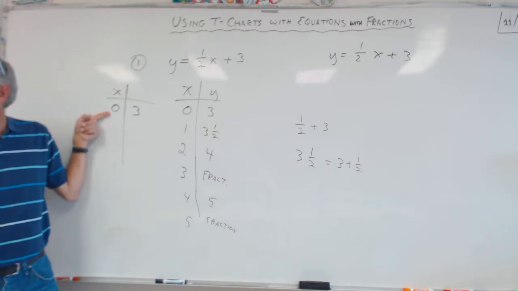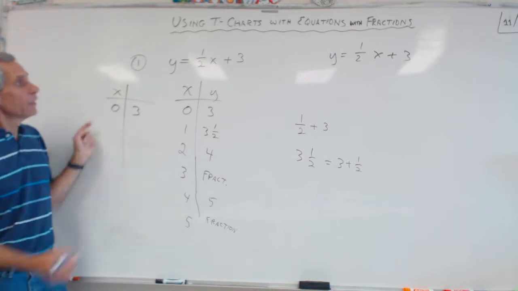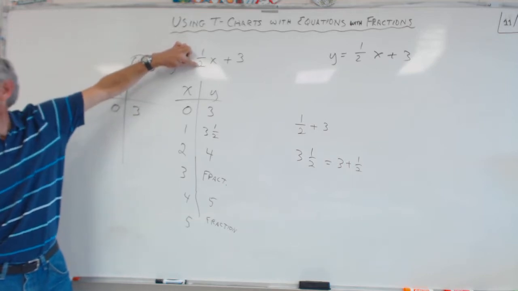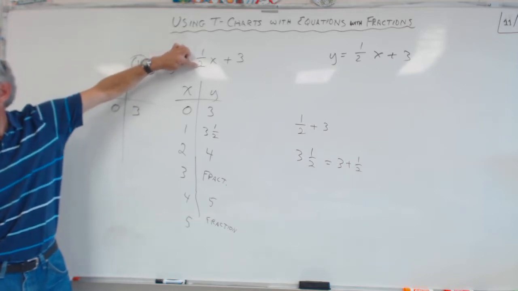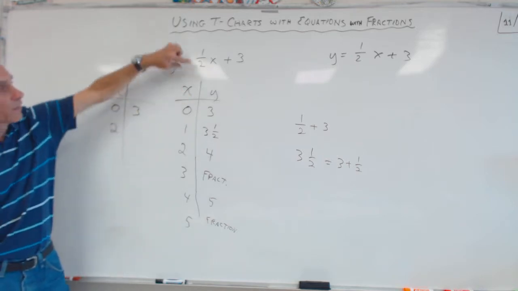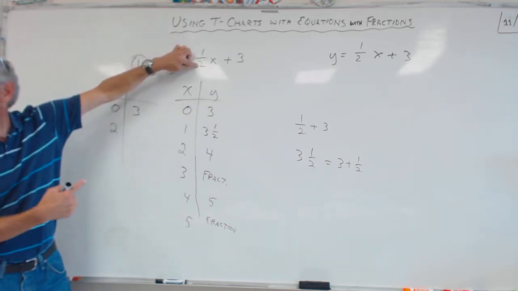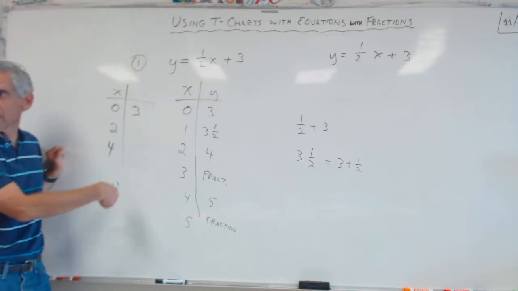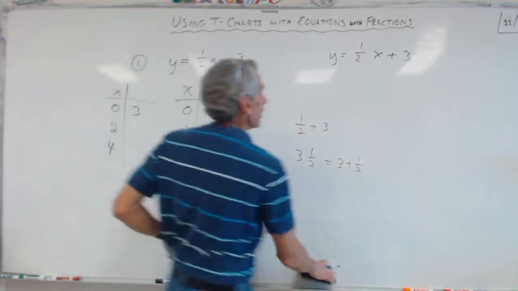0 is the easiest one to choose. 0 will cancel everything out. Then I see there's a fraction here. I'm going to use the denominator, so I'm going to put the 2 here, and then twice that denominator, which is 4. And I put it there. And then I find my y's, right? Does that make sense? So now, let's try a different one.